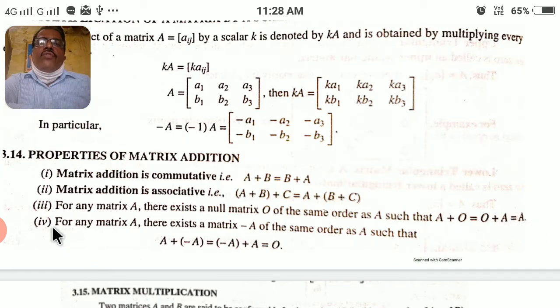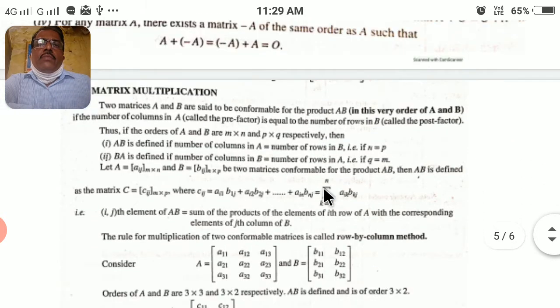And similarly, the fourth one, for any matrix A, there exists a matrix minus A of the same order as A, such that A plus of minus A is equal to minus A plus A equal to 0. Okay, so these are the properties of matrix addition. Next comes matrix multiplication.